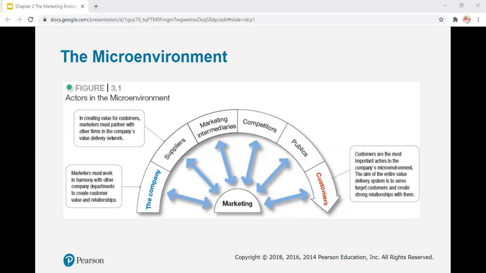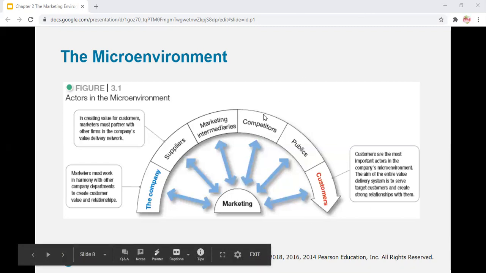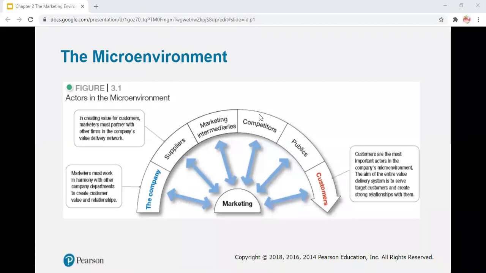But here the problem is that marketing managers cannot do this alone. So they need to interact with the other actors. As you can see here in this figure, we have the major actors in the marketer's microenvironment. Marketing success requires building relationships with other company departments.